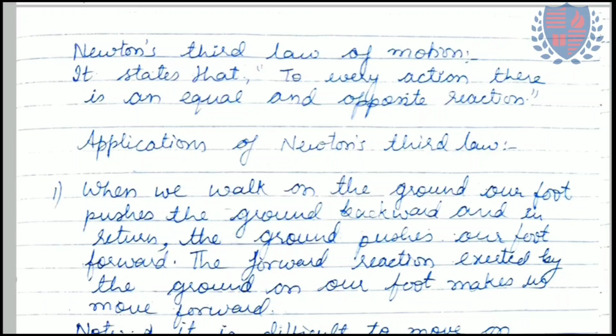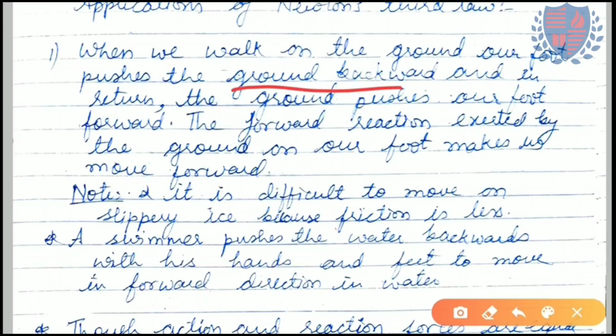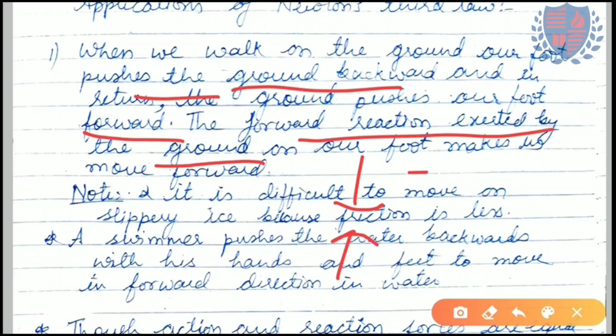When we walk on the ground, our foot pushes the ground backward. This is the best application in our daily life. When we are walking, we move forward. The basic reason behind that is our foot pushes the ground backward, and in return the ground also pushes our foot forward. Action and reaction take place. So the forward reaction exerted by the ground on our foot makes us move forward.